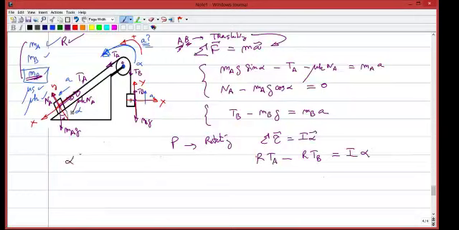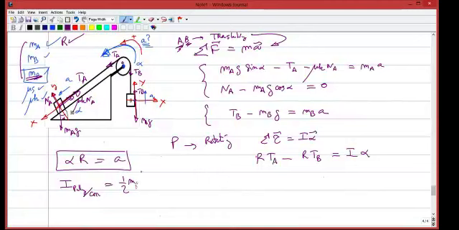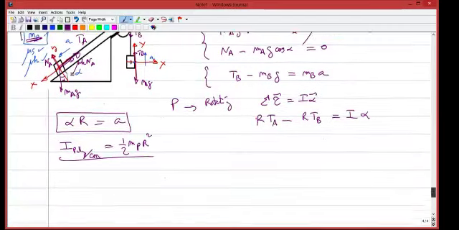What is alpha with respect to A? Well, it's a basic definition. We've seen this many times. Bang, problem solved. So we can substitute alpha in terms of A over R. As for I, well, no problem. This is a pulley, which rotates about its center of mass. Therefore, by definition, I is 1/2 the mass of the pulley times the radius of the pulley squared. Done. Now we can substitute all this. Let's do it once. The rest is just math.